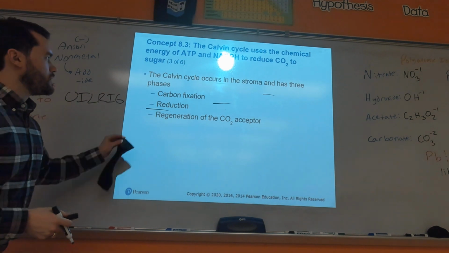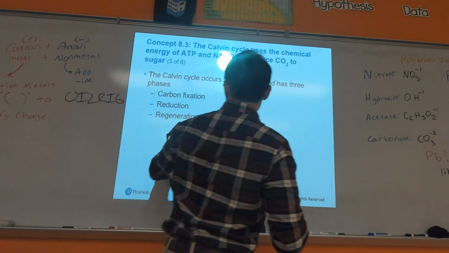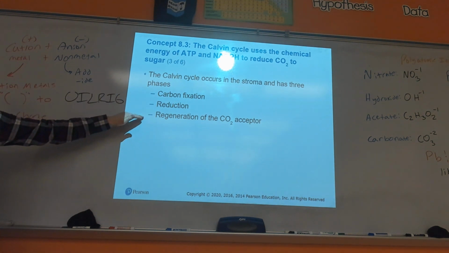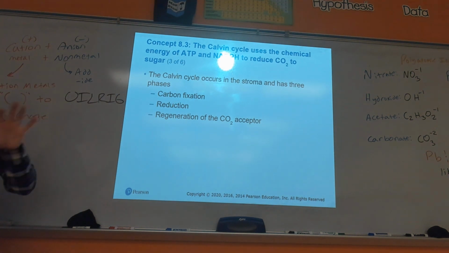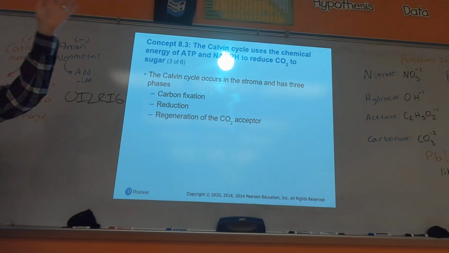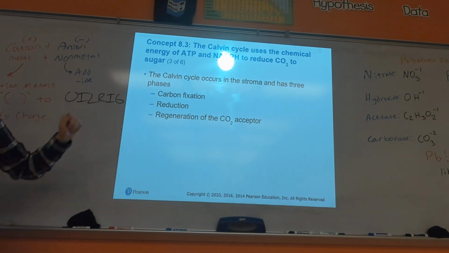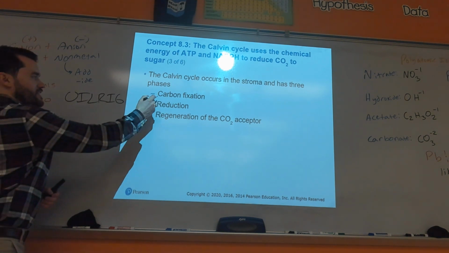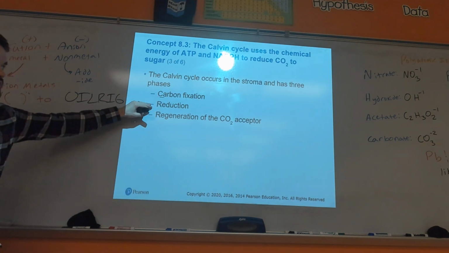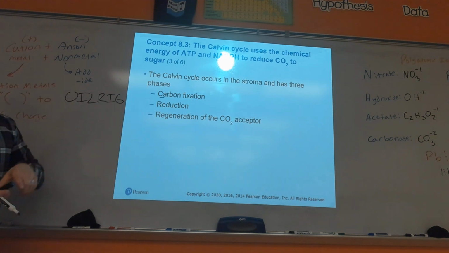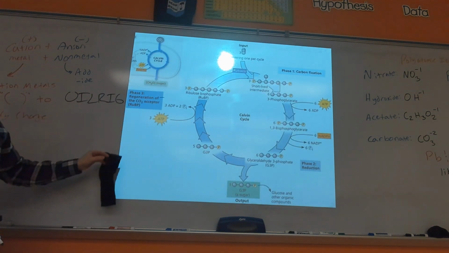All right. So there's 3 parts of the Calvin cycle: the carbon fixation, the reduction, and regeneration of the CO2 acceptor. You don't need to know all of the individual reactions in the Calvin cycle, but know that these are the 3 steps of it. We're first going to do carbon fixation, then we're going to reduce, and then we're going to regenerate the CO2 acceptor. And so let me show you what I mean by all those here.